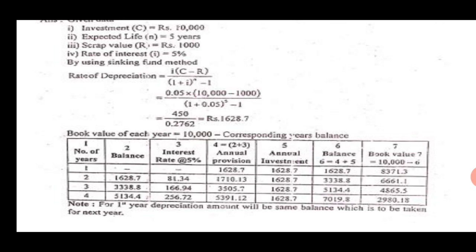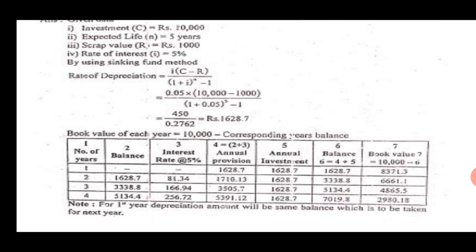So you can see column 3 is 5% interest. So 1628 into 0.05, you will get 81 rupees. So you add both balance plus interest, that becomes 1710 rupees. 1628 plus 81 is 1710 rupees. This is in column 4. And the annual investment, that is depreciation amount, is 1628, fixed for all the 4 years. You can see it is a fixed amount. So the balance, that is 4 plus 5, that is 1710 rupees plus 1628, you get 3338. And the book value after the end of the second year will be 10,000 rupees minus this 3338, that is 6661.